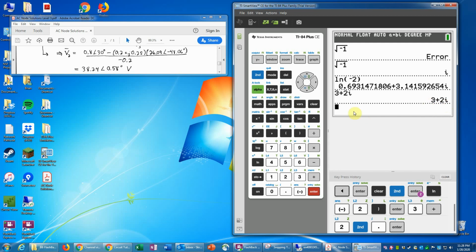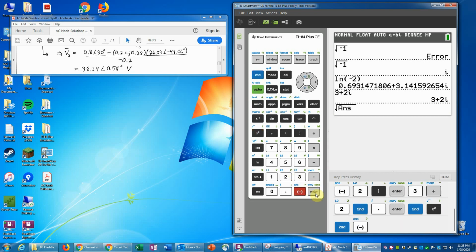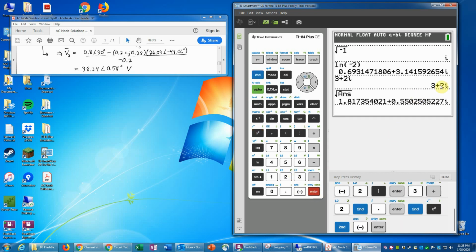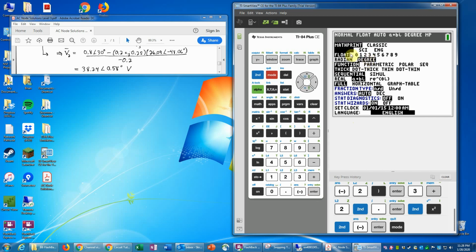So then we can do whatever we want with that. We could take, for example, the square root of that answer. So I can use the answer function there, and it would give us the square root of 3 plus 2i, which is this complex number here. And of course, if I want fewer digits to make that easier to read, I could always go into modes and select the desired number of digits, for example, in the type of notation that I want to use.